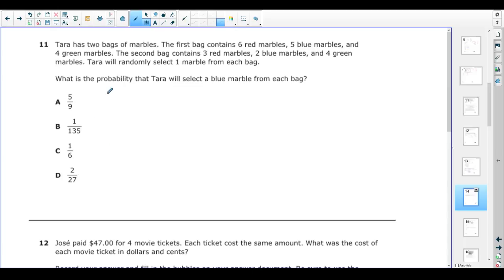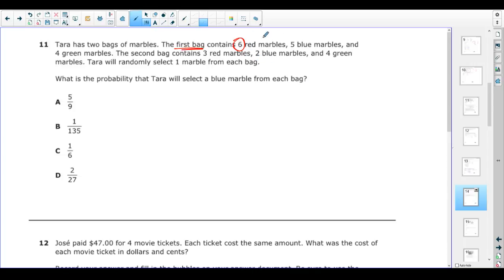Alright, 11. Tara's got 2 bags of marbles. First bag has 6 red, and so on. Second bag, all that. She randomly selects one from each bag. What is the probability that she will select a blue from each bag? Okay. This is maybe tricky because there's a lot of stuff here. Let's just do this one draw at a time.